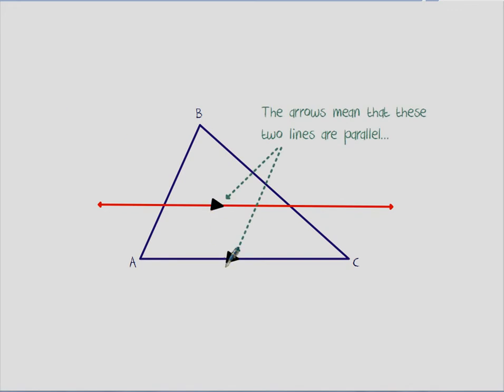And then I'm going to add these little black arrows. The black arrows mean that these two lines are parallel. So anytime you see two little arrows in the same direction, that means that those two lines are parallel. So not only does this line intersect two sides of my triangle, it's parallel with a third side.